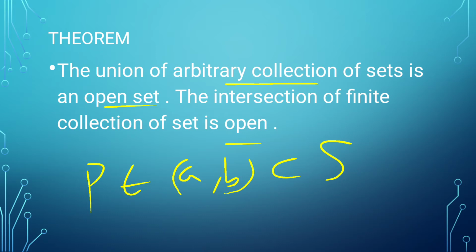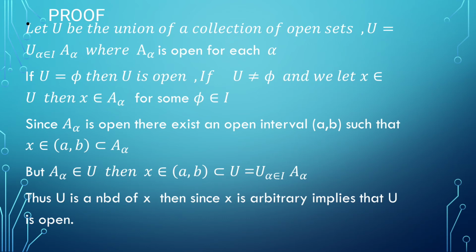Because we are talking about union, we need to introduce union in this case. So we let U be a union of a collection of open sets. This is a proof of this theory, which is very key. So we let U be given, where A_alpha is open for each alpha.